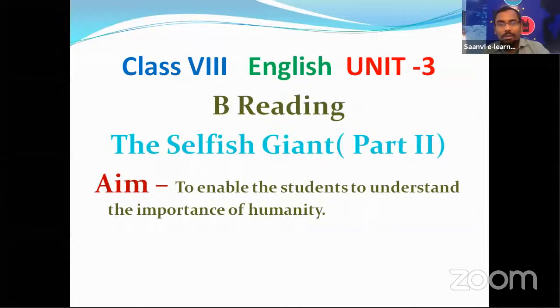So, this is the unit that we have been going through in the previous session. Class 8 English, Unit 3, reading The Selfish Giant, Part 2. The aim is to enable the students to understand the importance of humanity. So you must be a person who loves other human beings, isn't it? That's what we have been learning from this lesson.